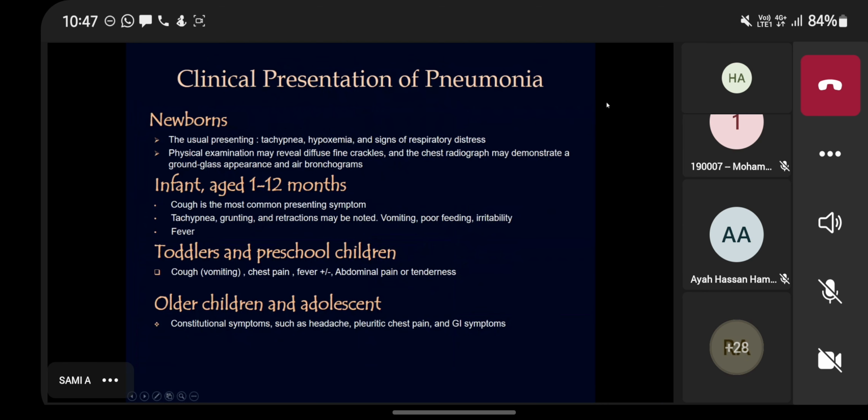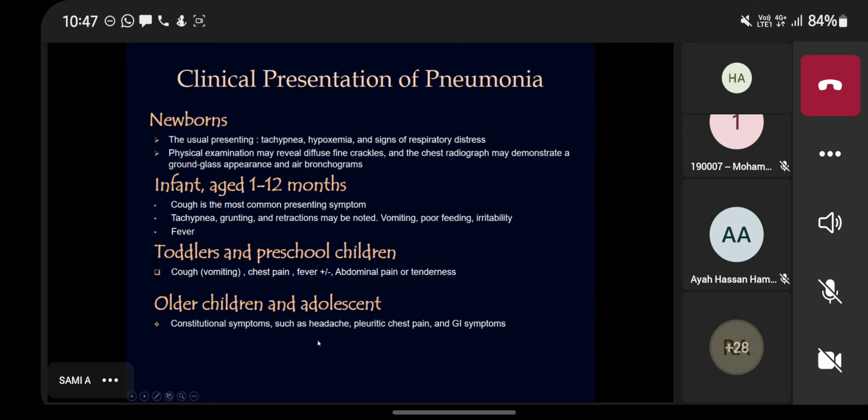Now, in terms of symptom, when it comes to newborn with pneumonia, they usually have symptom a few hours after delivery. They have respiratory distress, but they don't usually have cough. And again, in your examination, you will find crackles. And if you do X-ray, you see ground glass appearance, bronchogram. Now, in older children, 1 month and above, cough is the most predominant presenting symptom, and quite really common. You may have respiratory distress. In older children, they may have chest pain.